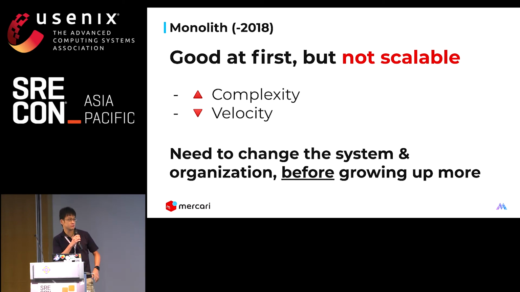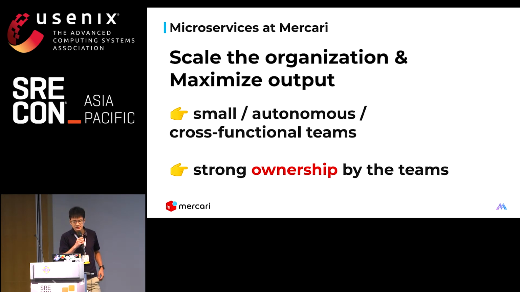Mercari started with a monolith architecture. It was good at first, but we found that it was not scalable against the growth of our service and organization. The complexity of the code base increases, and the speed to ship new features to our customers slows down. So we thought that we needed to change the system and organization before we grow more.